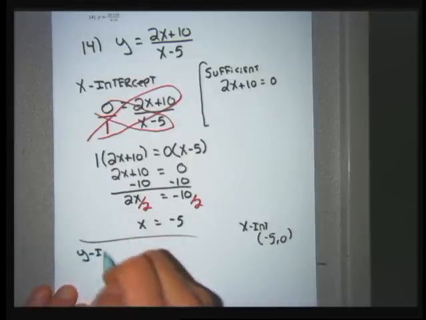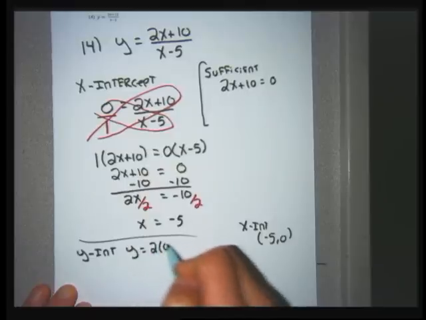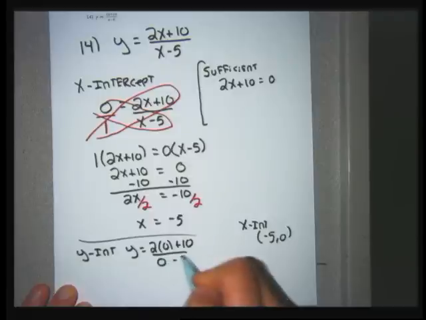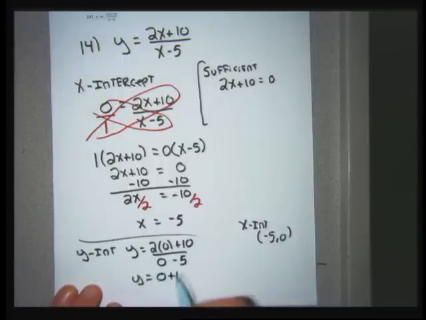To do the y-intercept, I go y equals 2 times 0 plus 10 over 0 minus 5. You notice in the denominator I didn't use parentheses. I could have put that 0 in parentheses, but it really wasn't necessary. So this is going to give me y equals 0 plus 10 over 0 minus 5. I'm kind of running low on my page here, so I'm going to work to the right.